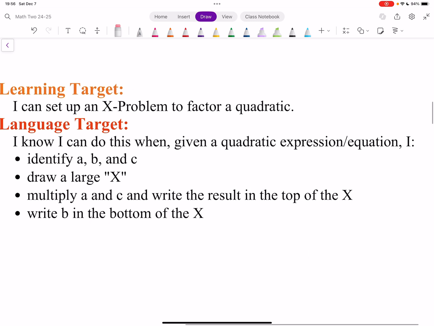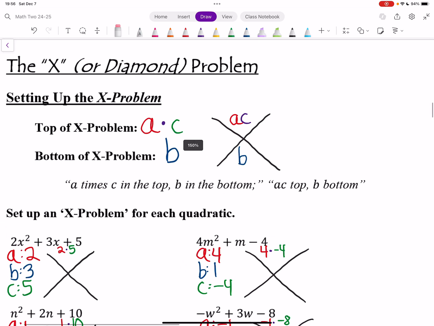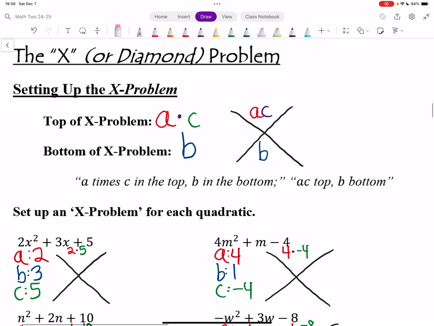The language target says, I know I can do this when, given a quadratic expression or equation, I identify a, b, and c, which may or may not include moving terms from one side to the other as we did in the previous lesson video, draw a large x, multiply a and c and write the result in the top of the x problem, and then write b in the bottom of the x problem. Some people will also refer to these as a diamond problem.